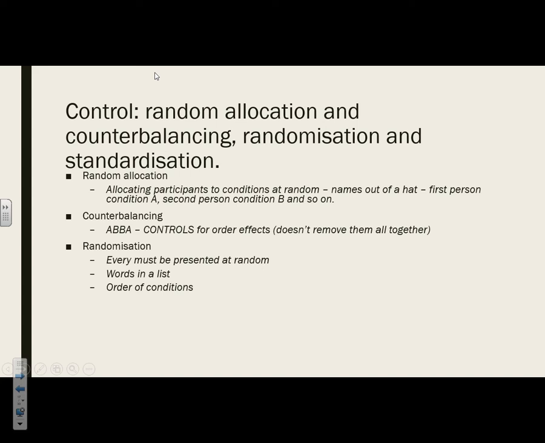Randomization, everything must be presented in a random order, so the words in the list, the order of conditions, everything that can be randomized can. So for example, selecting random words to reduce bias, so even if you don't realize it, you might be making links and connections. And standardization, everything must be the same for everybody.